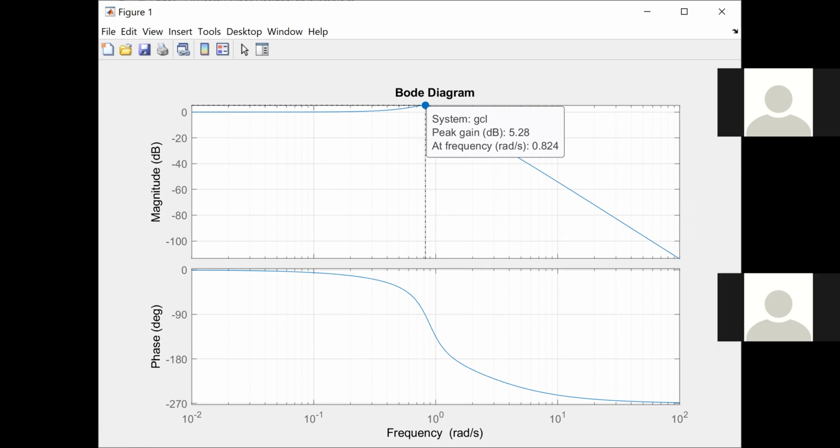Abdul Rahman, what is the magnitude peak in decibel? 5.28 dB. What is the peak frequency? 0.824 radian per second. What is the magnitude peak without dB?